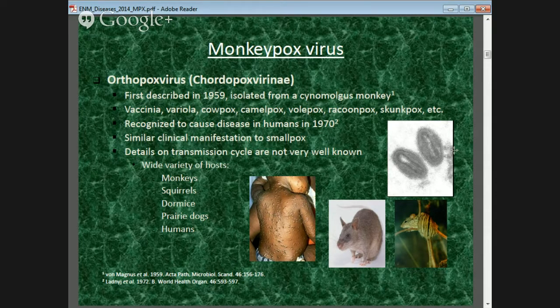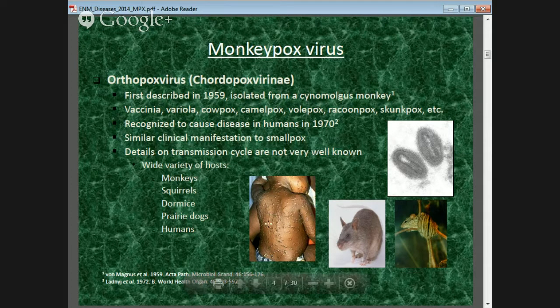So coming back to monkeypox, the first time it was isolated was in 1959 from a colony of monkeys in Denmark. But the first time that was recognized to cause disease in humans was in 1970, so it's 11 years after. It looks very similar to smallpox in terms of the course of the disease, how it presents in humans.